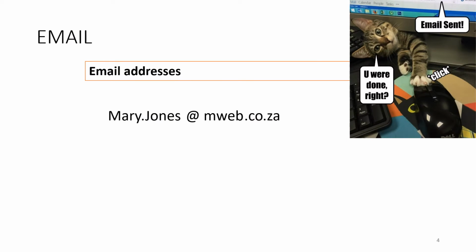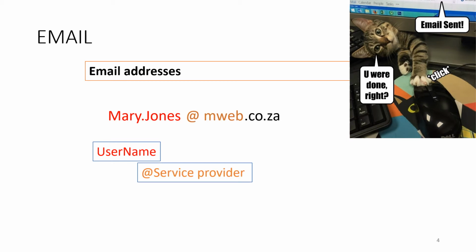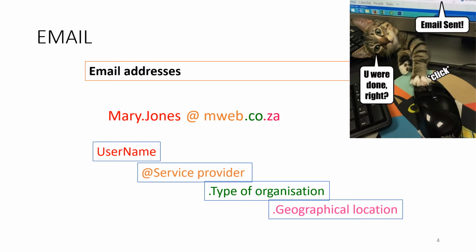An email address consists of the following. There's the username, then at the service provider, it could be a company's name, and so on. And then the type of organization. It's similar to what we studied with the names of organizations in websites, and then the geographical location.